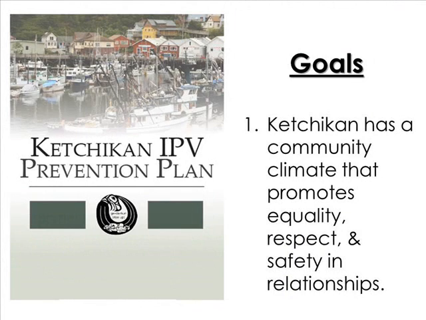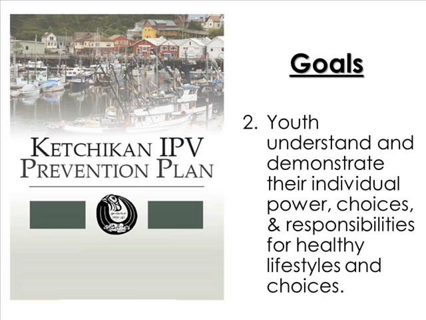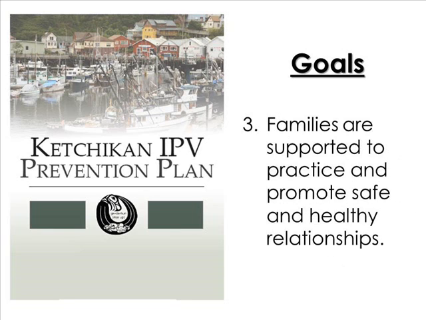Let's take a look at the Ketchikan Intimate Partner Violence Prevention Plan to see what we mean. There are 3 goals laid out in the Ketchikan IPV Prevention Plan. 1. Ketchikan has a community climate that promotes equality, respect, and safety in relationships. 2. Youth understand and demonstrate their individual power, choices, and responsibility for healthy lifestyles and choices. And 3. Families are supported to practice and promote safe and healthy relationships.